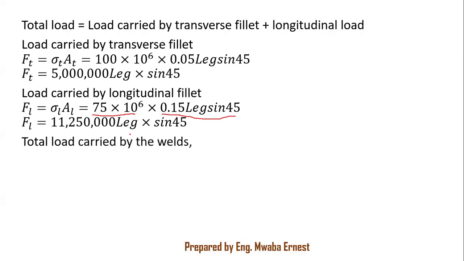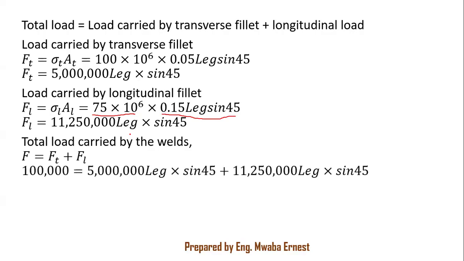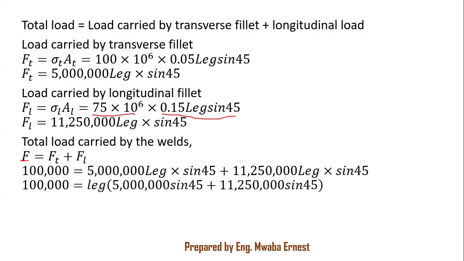Then we can talk about the total load carried by these welds. So we add the two values, FT plus FL. We're saying that the total force F is equal to the load carried by each one separately. So 100,000 is equal to 5 million leg sine 45 plus 11,250,000 leg sine 45. Our target is to make leg the subject, so we can factorize it. Everything remains in the brackets.